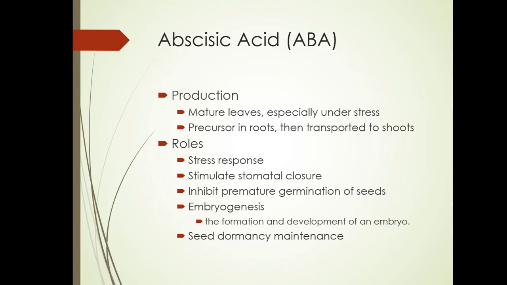Abscisic acid is produced in mature leaves, especially under stress. It's a precursor in roots, and then it's transported to shoots. The roles are stress response. It stimulates stomatal closure. It inhibits the premature germination of seeds. And embryogenesis, that's the formation and development of an embryo, and seed dormancy maintenance.